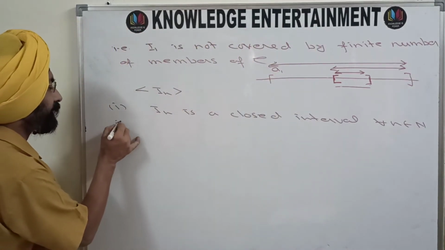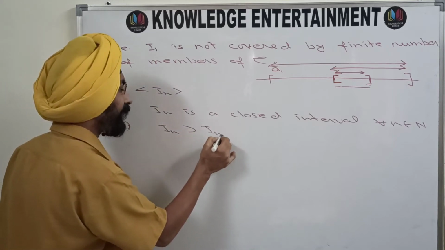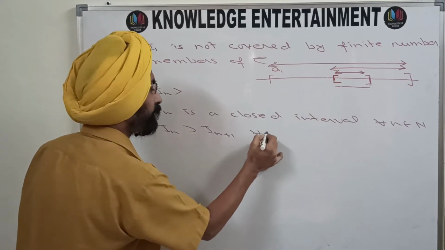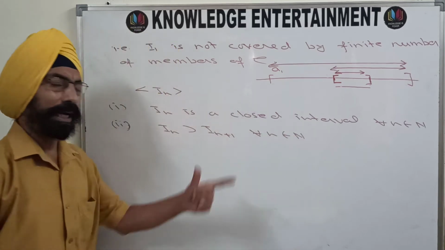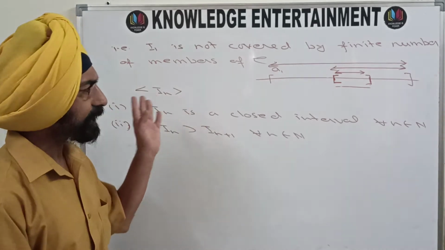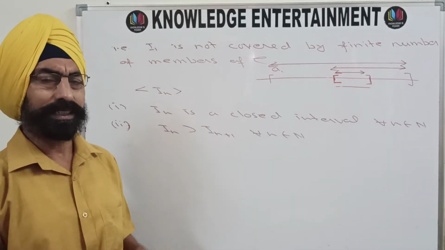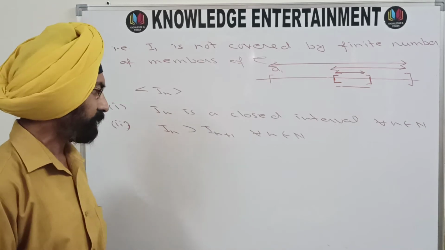Secondly, In contains I(n+1) for every n belonging to N. Your I1 contains I2, your I2 contains I3, I3 contains I4 and so on. That means it is a nested type of closed intervals. This sequence is a nested sequence.